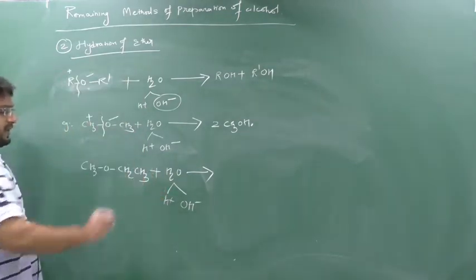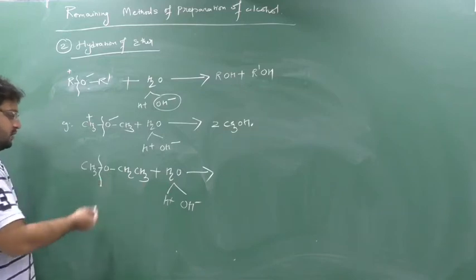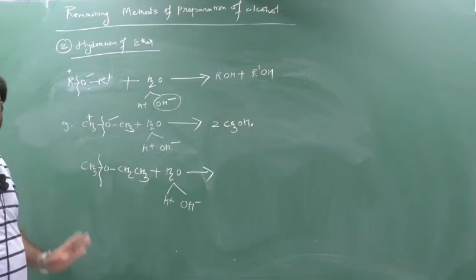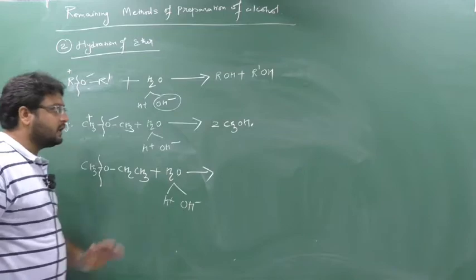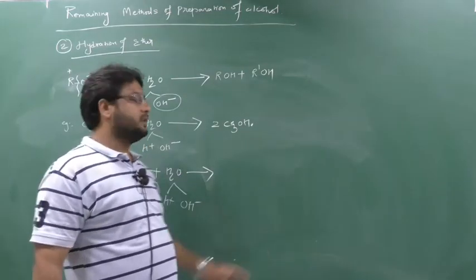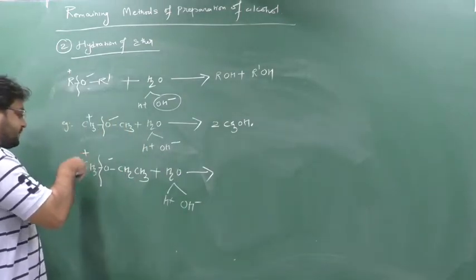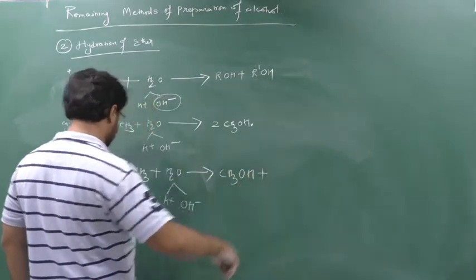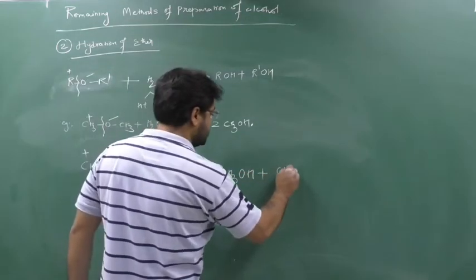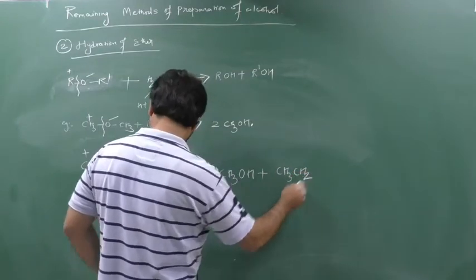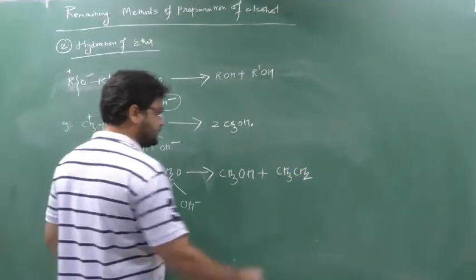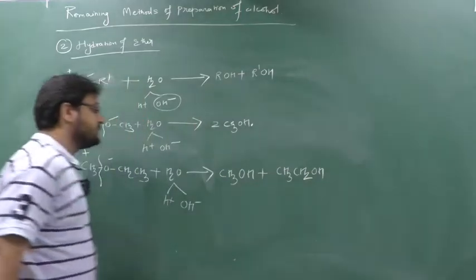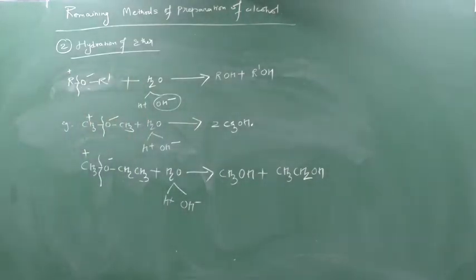So here you can split anywhere. I can split here or there. Answer remains same. But in unsymmetrical ether, same type of alcohol will not come. I will get here minus, I will get here plus. So what I will get here? CH3OH plus CH3CH2O minus H plus, so OH. So in this way I will get the answer. Two different types of alcohol.